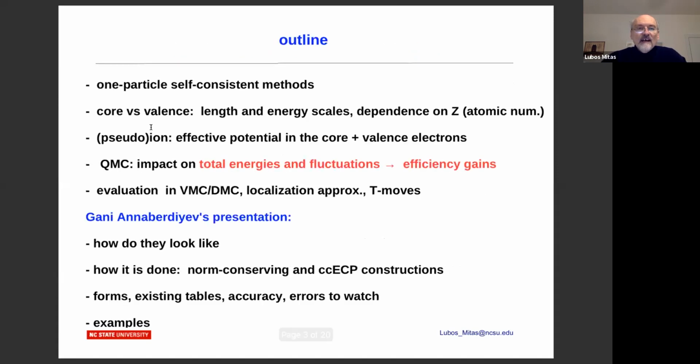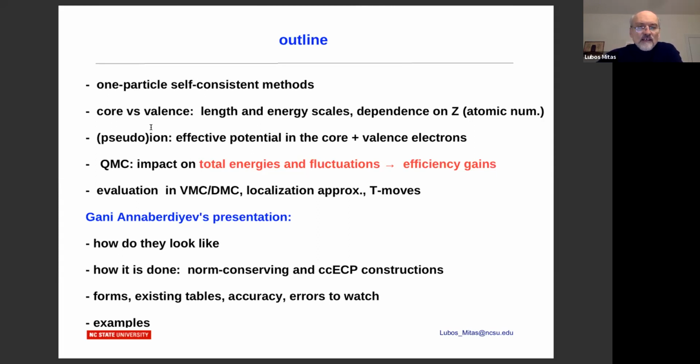Okay, let's outline what we'll be talking about today. I'll very briefly mention one particle self-consistent methods where the pseudopotentials were born so that we understand the origin. Then talk about the key point of core versus valence partitioning. We'll talk about length and energy scales and dependence on atomic numbers Z. Then we'll put down the effective core potentials and division into core and valence. Then we'll look at the impact of this partitioning on total energies and fluctuations and efficiency gains.